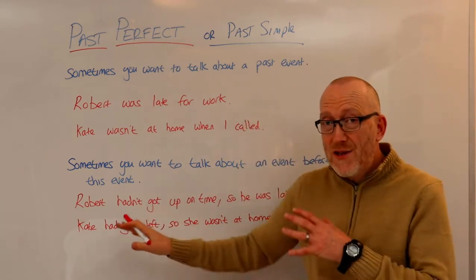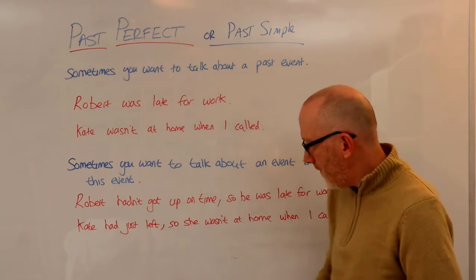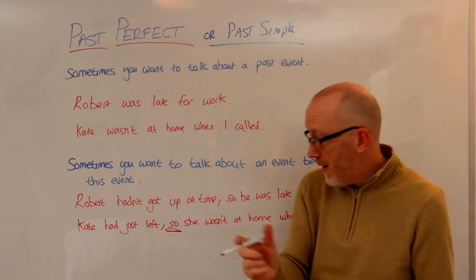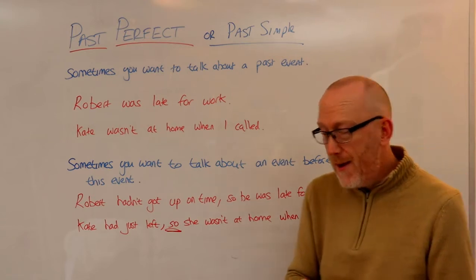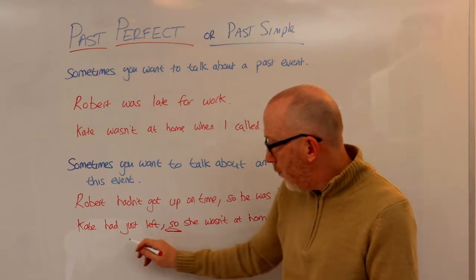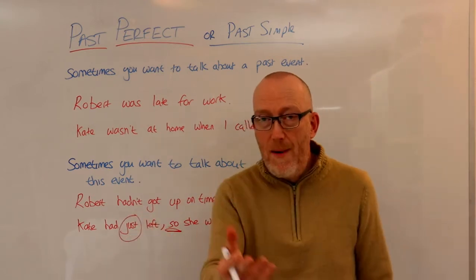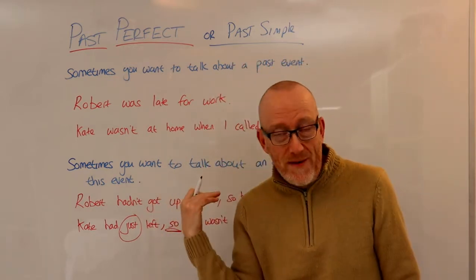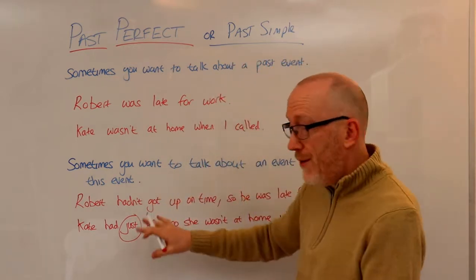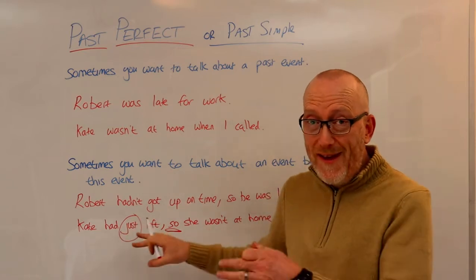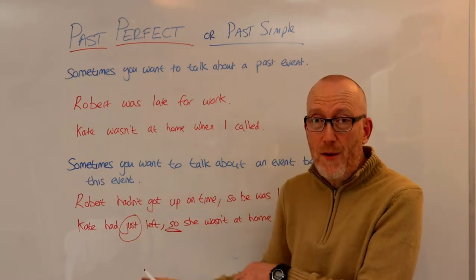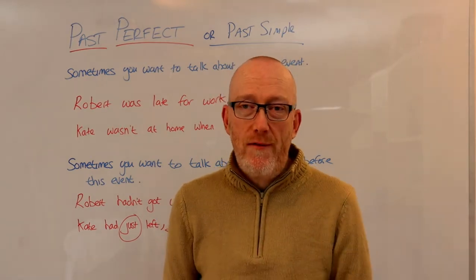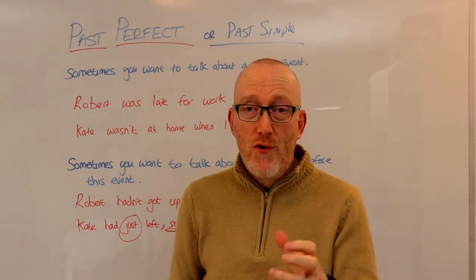So this is a single clause, but Kate had just left, so she wasn't at home when I arrived, is actually a sentence with two clauses. So we have a conjunction, which is connecting the two parts of the sentence together. We've got words like just, and if you remember already, yet, just and still from the present perfect sections, you will know how to use them, and you'll know that these words can be used in the past perfect as well.